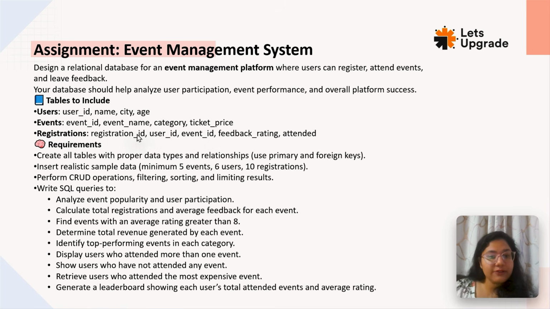Registration will have its own ID, just like enrollment ID, using student ID and course ID, and things like marks will be their individual columns. Like this you will perform primary and foreign keys. You will add some data: 5 rows in events, 6 rows in user, and 10 in registration. That is the minimum you have to add, you can add more.